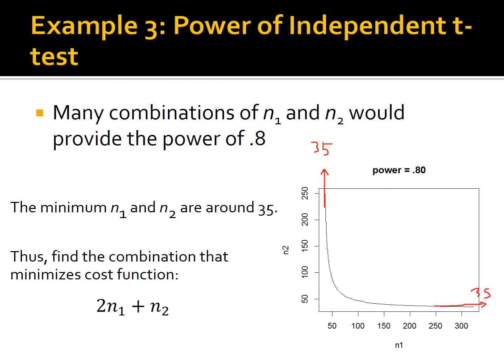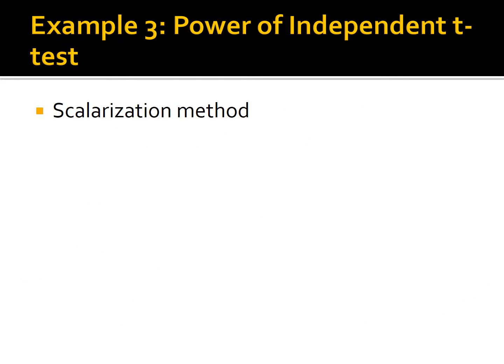Okay, and we would like to find the combination that minimizes the cost function. Let's say the first group is the treatment group and it is more expensive than the second group. So we would like to gather less of n1 and more of n2, right? But we don't know exactly which combination we should pick. So first we can use the scalarization method.